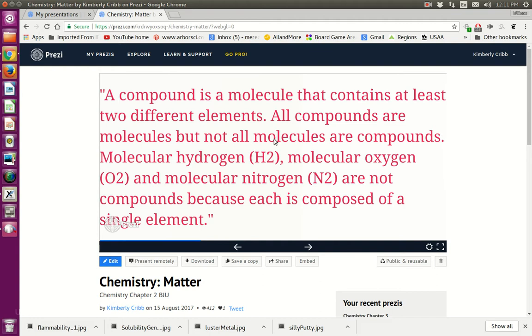We're going to refer to them both throughout the year. A compound is a molecule that contains two different elements. And then a molecule like hydrogen or oxygen or nitrogen are not compounds because it's composed of a single type of element.